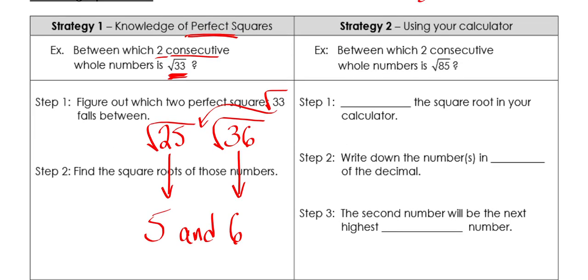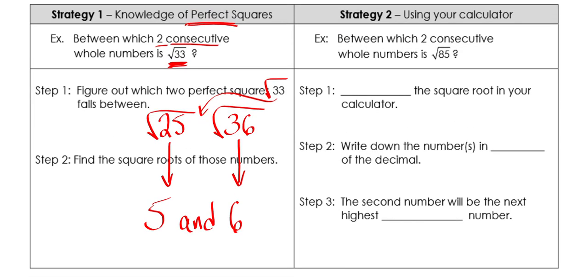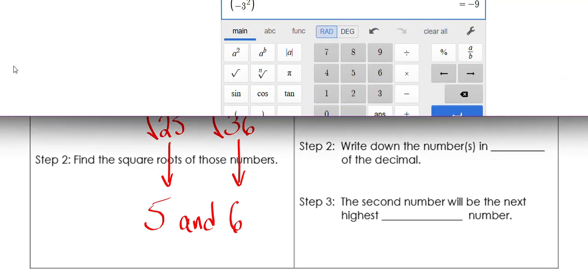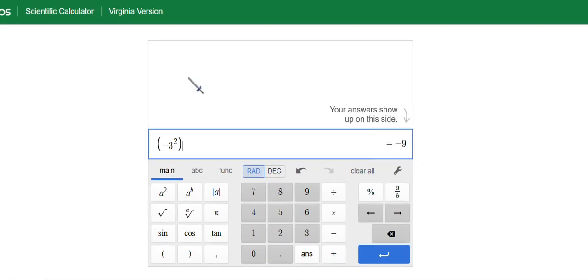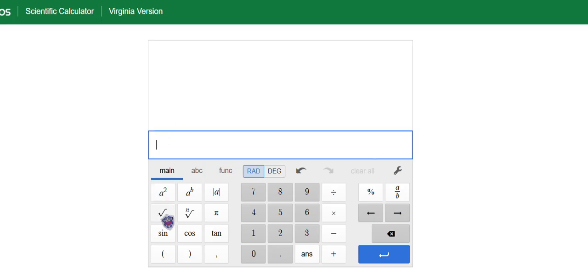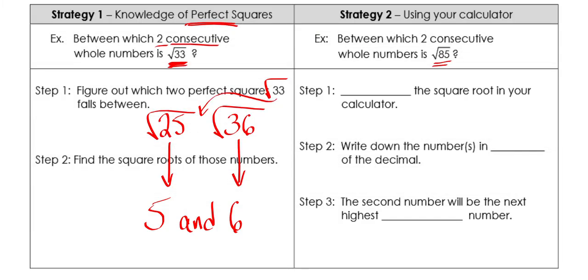Second way you could do it, this is probably going to make more sense to a lot of you, just use the calculator. Take the square root of that number. We're going to compute the square root of 85. So we type this button and then put the 85 inside of there. It's 9.219. Let's just call it 9.2 because that's all I really need from that. So actually our first step is calculate the square root in your calculator. We find out that the square root of 85 is 9.2.